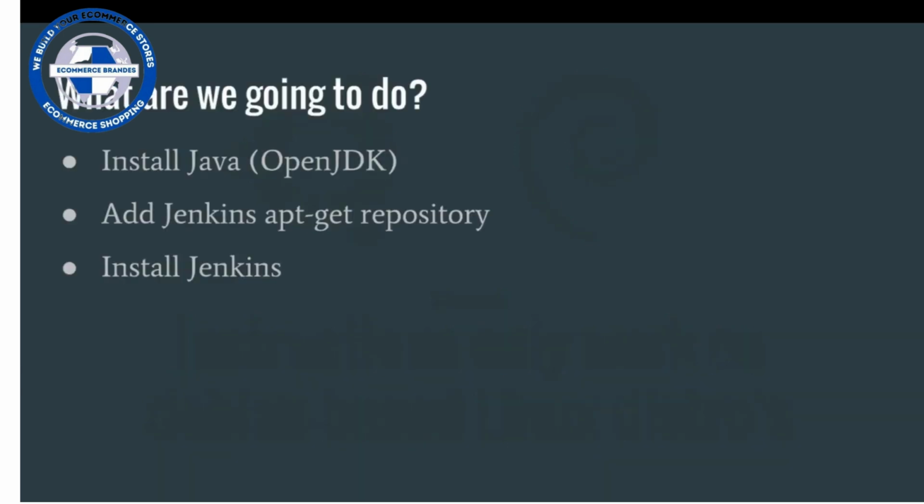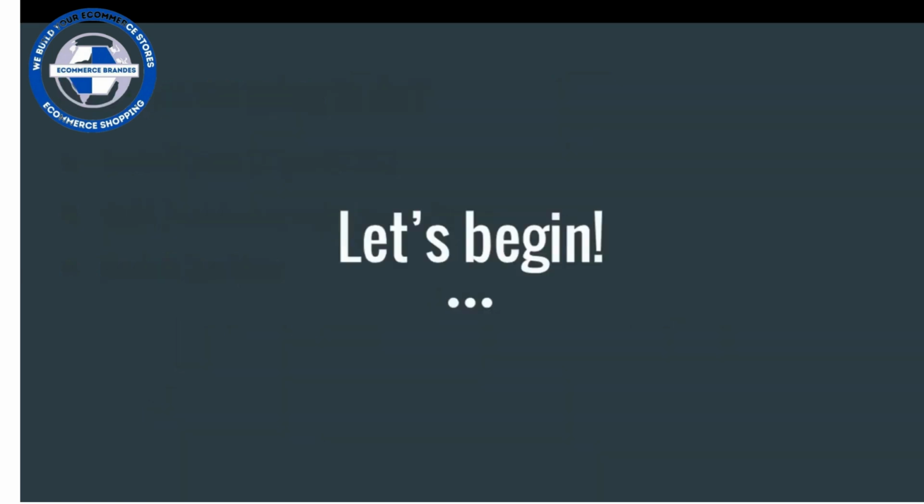I'll start by showing you how you can install the open source version of Java JRE and JDK. I'm not going to use the Oracle installation because the Jenkins documentation specifically recommends OpenJDK. Afterwards, we're going to add the Jenkins apt-get repository to our system and then install Jenkins itself. So let's get going.